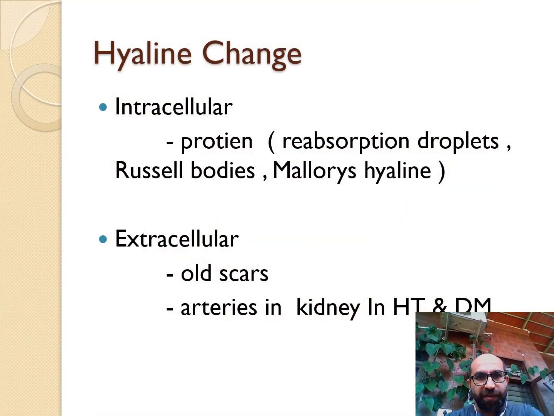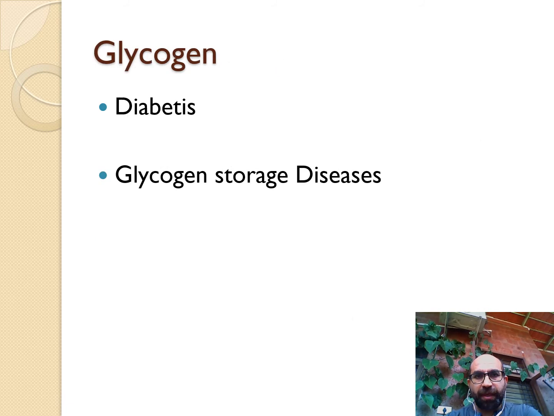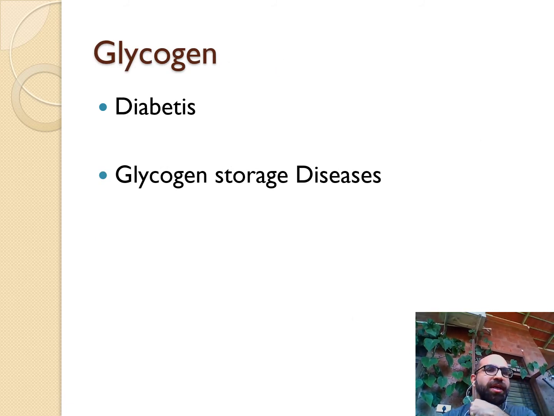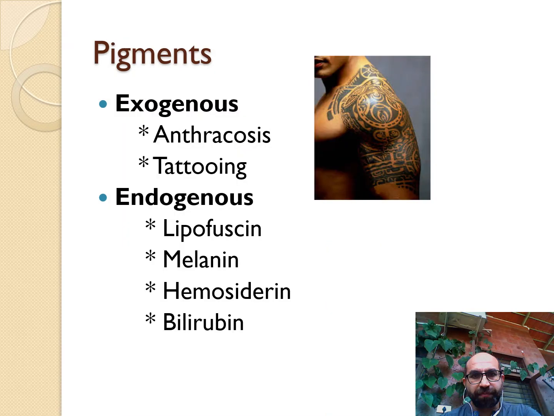Hyaline is a type of protein. Sometimes it can be seen intracellularly or extracellularly. Extracellularly, it is seen in old scars and in arteries in the kidney, especially in hypertension and diabetes. Next is carbohydrates. They usually accumulate in the form of glycogen, especially seen in diabetes or glycogen storage disorders.